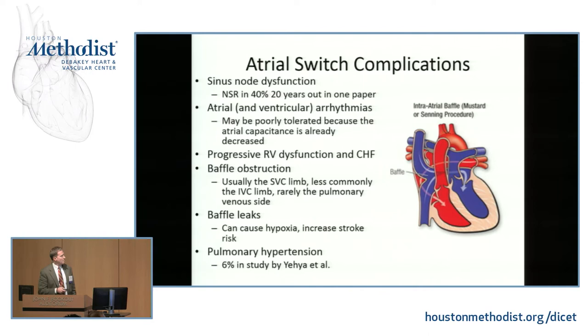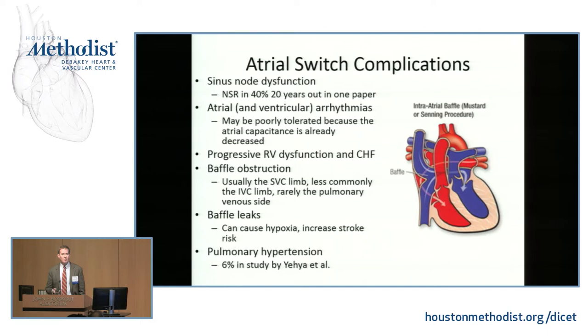Baffle leaks: if you had a little leak in this baffle, it would be a place where blue blood could shunt right to left, lower your sats, and potentially act as a conduit for emboli to get into the systemic side of the heart and cause strokes or other embolic problems. And then pulmonary hypertension in a subset of these groups, but it can be very bad because if we get to a point of needing a heart transplant in these patients and they have pulmonary hypertension, suddenly we can't do transplant.